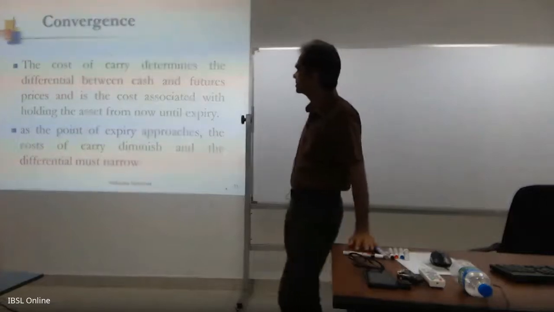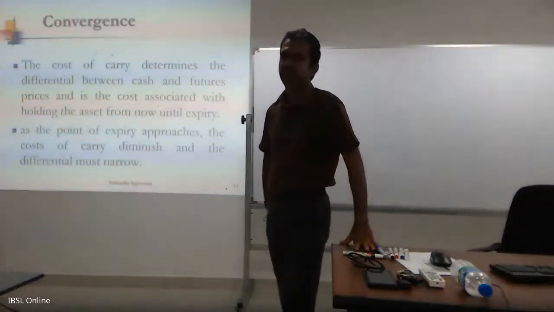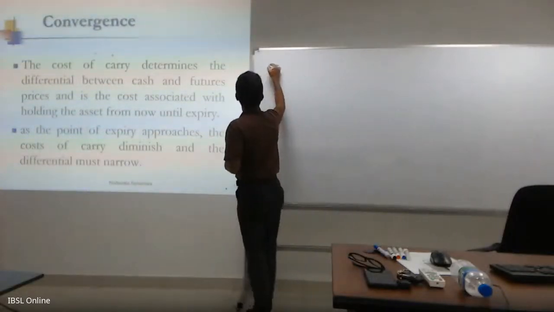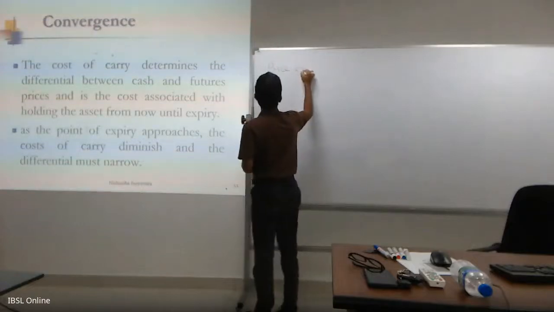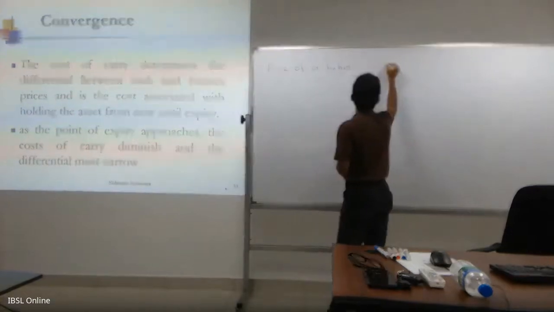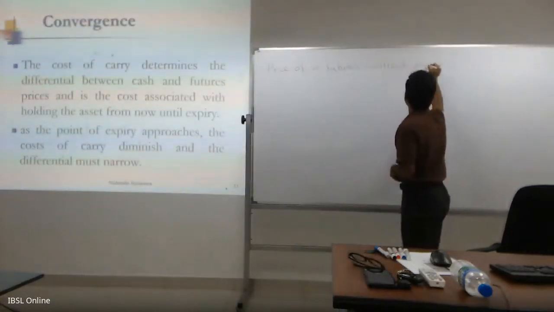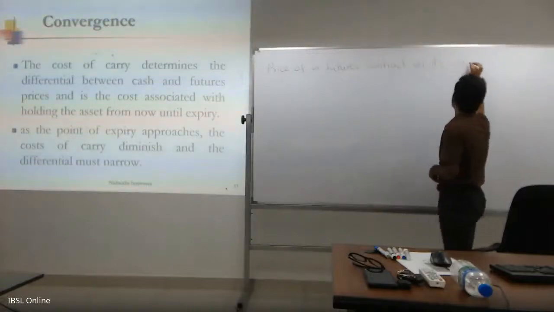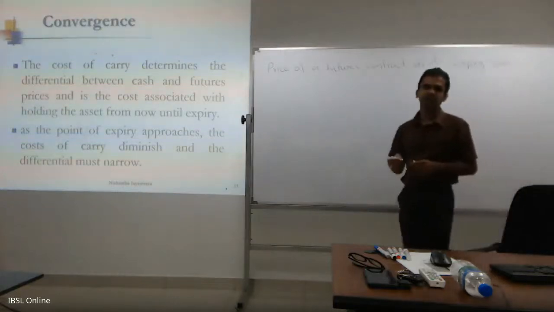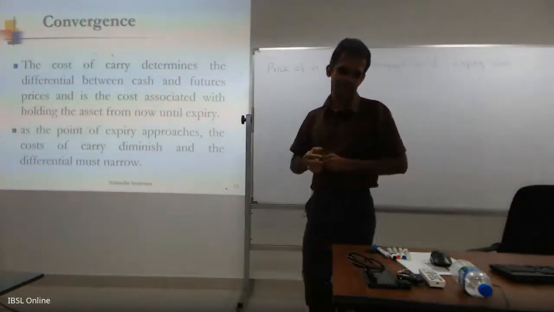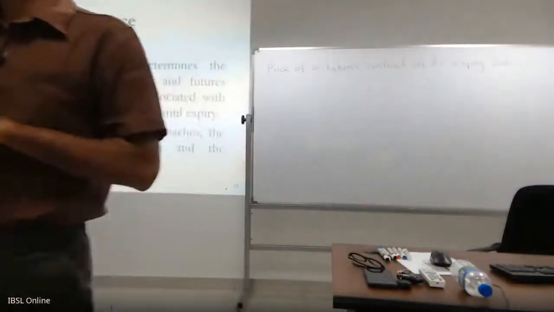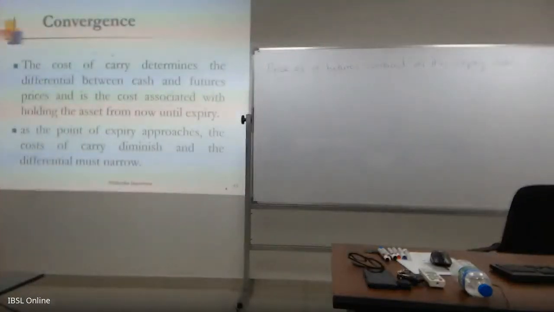Then the other concept is convergence. What does it mean? What would be the price of a futures contract on its expiry, on the maturity? What could be the price of a futures contract on the expiry?